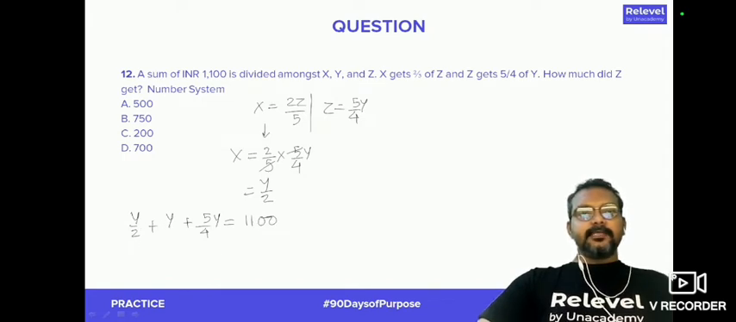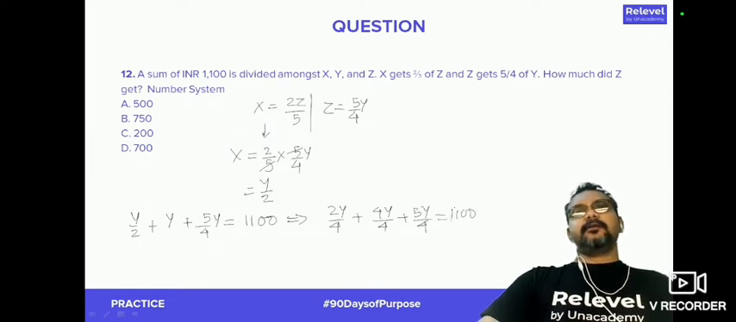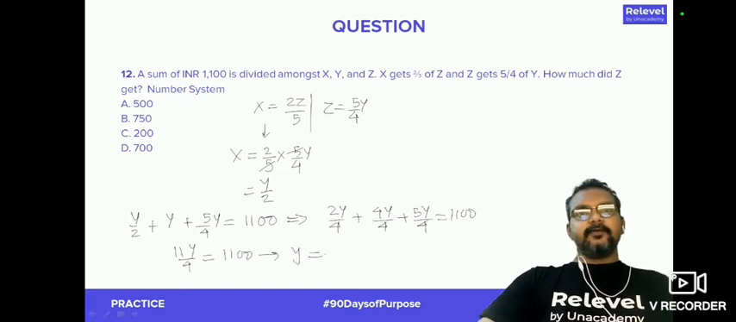So Y by 2 is basically 2Y by 4 plus Y is basically 4Y by 4 plus 5Y by 4 is 1100. So 11Y by 4 is 1100. So that gives us Y to be 400. So asking for the value of Z. Z is 5/4 of 400. So that is clearly 500 rupees. So option A.